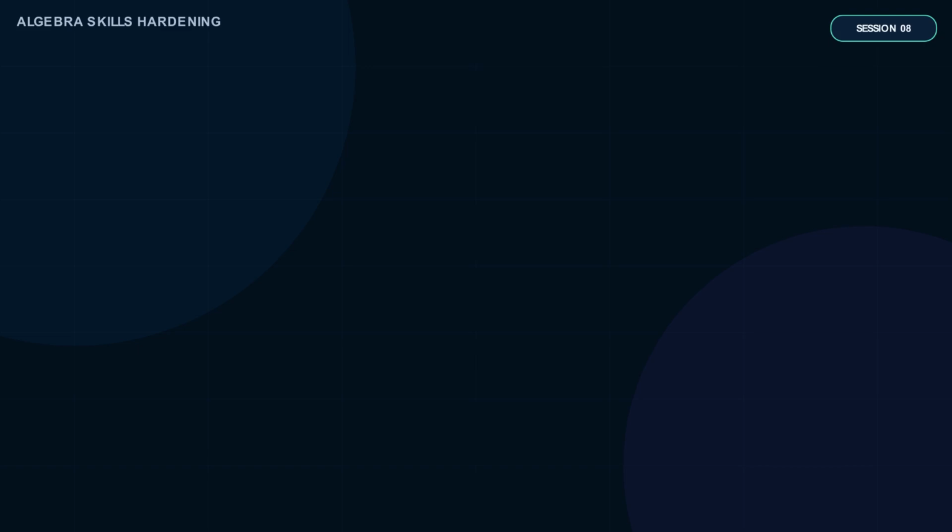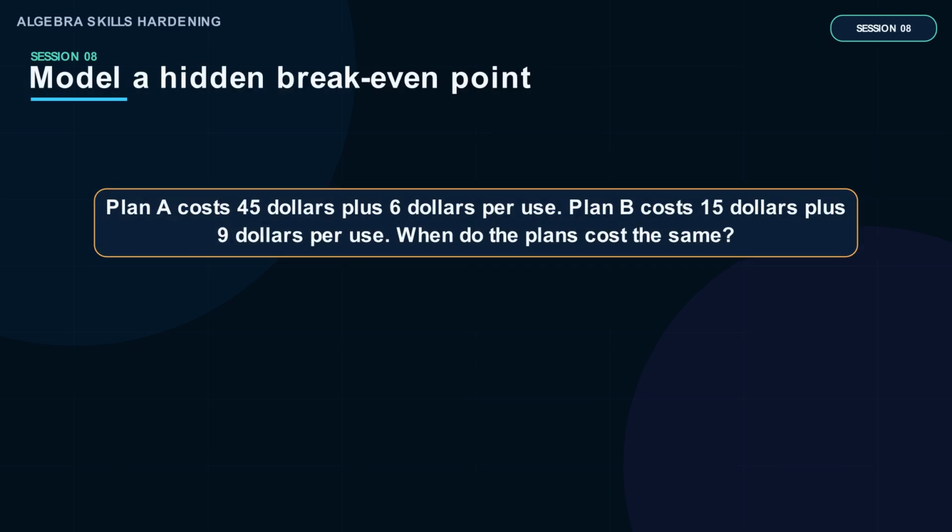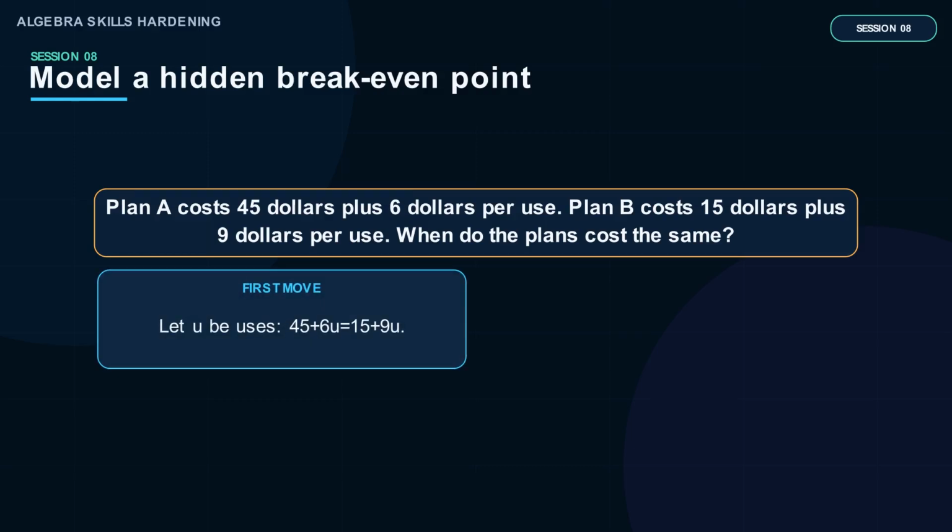Here is the challenge. Plan A costs $45 plus $6 per use. Plan B costs $15 plus $9 per use. When do the plans cost the same? Restate the target and identify the most important part of the routine. The first move is, let U be uses. 45 plus 6U equals 15 plus 9U. This changes the form without changing the meaning.